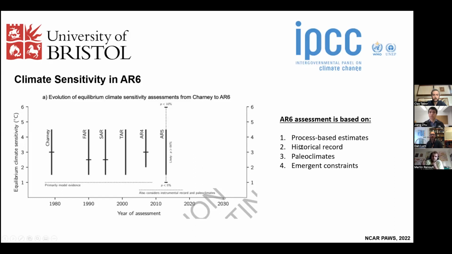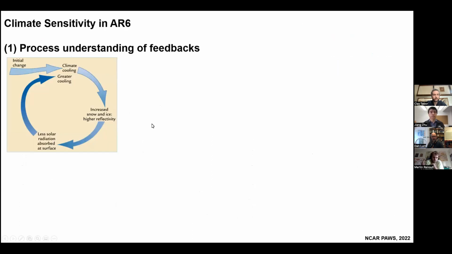So this time around, we had 4 lines of evidence to base our assessment on, and I'll go through these briefly: process-based estimates, the historical record, paleoclimates, and emergent constraints. First of all, the process-based assessment of climate sensitivity is basically trying to assess the magnitude of all the feedbacks that you can think of in the climate system, defining them with a feedback parameter with units of watts per meter squared per Kelvin, and then adding them all together to get an overall feedback parameter.